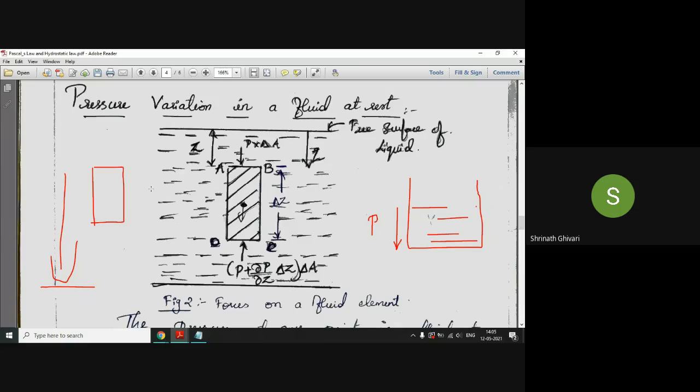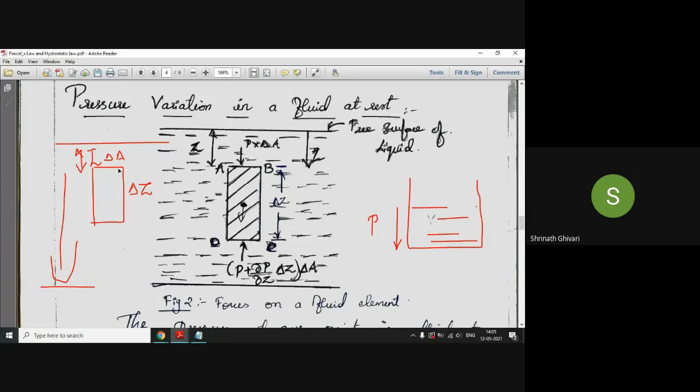Next. So what happens is, this is the free surface of the liquid, or this is the height. Water is filled up to this height. So I'm considering a fluid element at height h from the free surface. This is the point we are considering, that is z. And this fluid element has a length of delta z and area delta A.